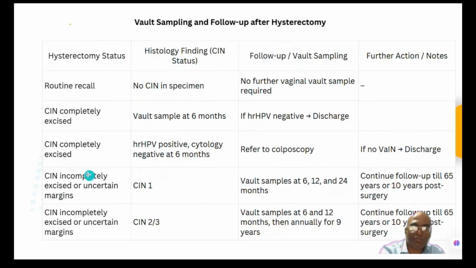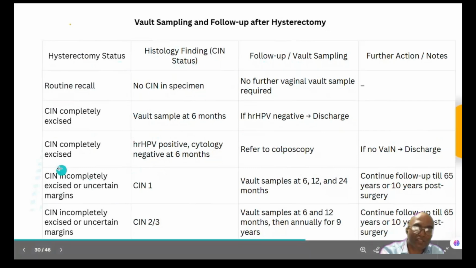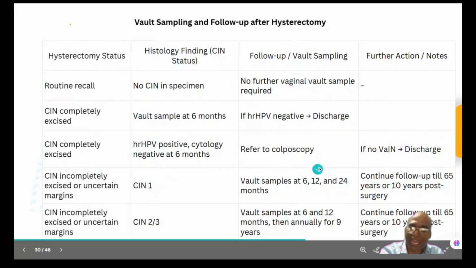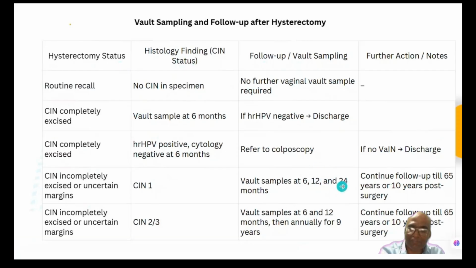Okay, now there is a difference. First was a CIN which was completely excised with HRHPV negative. Another scenario, the CIN was completely excised, but HRHPV on TOC was positive. Then the management you should know. Then third is a CIN which was incompletely excised, but it was a CIN 1, which has a low chance of recurrence, low chance of further malignancy or progression. In that particular case, you require vault sample at 6 months, 12 months and 24 months, but the follow-up will continue up till 65 years or 10 years post-surgery.